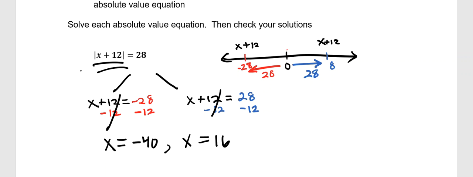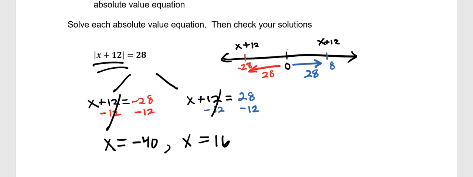Okay, so what we saw is a visual of what's going on here. We had this absolute value expression, which says find the distance of this thing, this blah, as we'll call it, x plus 12. Find whatever x will be that will make it 28 from 0.